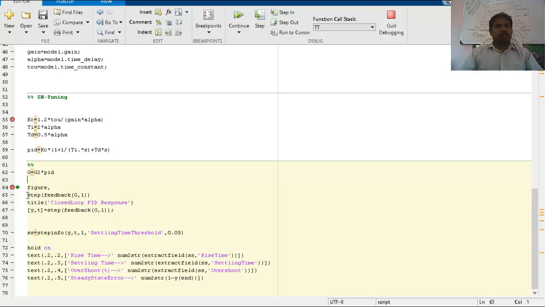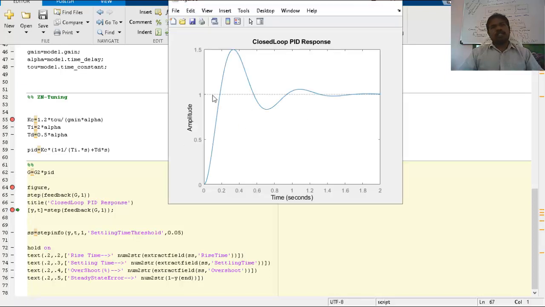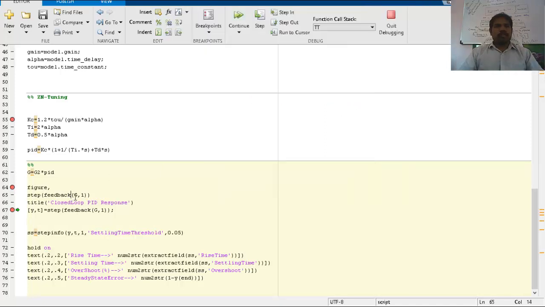Now we need to check the closed loop response. Instead of negative feedback, we just assigned feedback of g comma 1 with respect to the step response. From that step response we identified the closed loop PID response. Now it is stable at level 1. From that we identified y and t, that means the amplitude and time values.